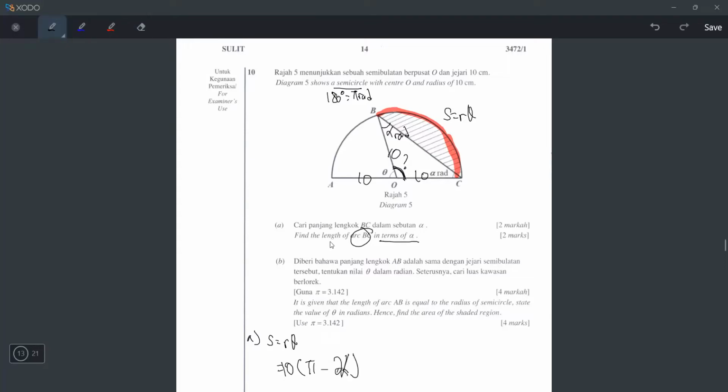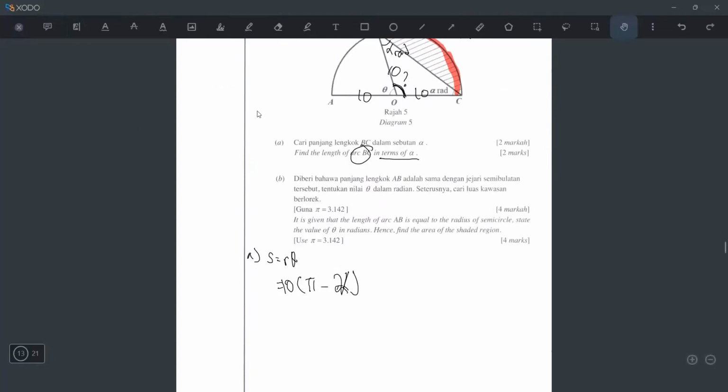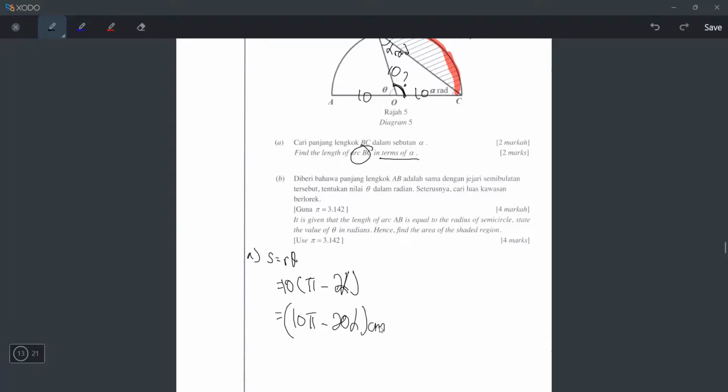And I believe they never say like pi, they want you to use 3.142 anything. So just leave it like that, right? So the answer, I think you can multiply in if you want: 10 pi minus 20 alpha cm. Okay, so this is the answer, because they want it in terms of alpha. So that's the answer. It's quite easy, right?